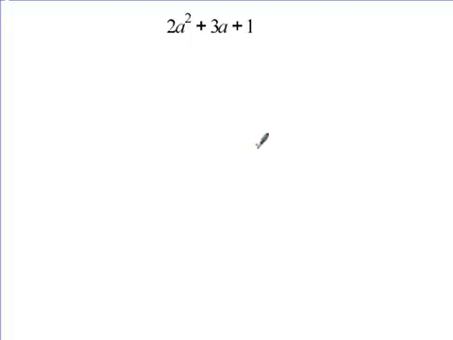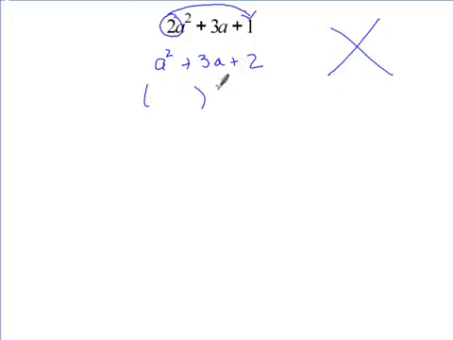Let's look at a second example. 2a squared plus 3a plus 1. First step is slide. So I'm going to multiply 2 times 1. So my new thing is a squared plus 3a plus 2. Now I can do my x puzzle. So I need numbers that multiply to 2 and add up to 3. That would have to be positive 2 and positive 1. So I have a plus 2, a plus 1.